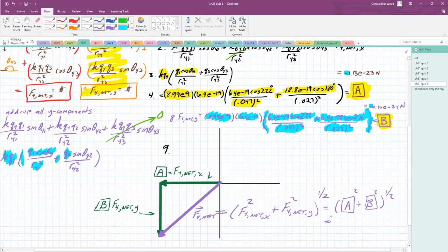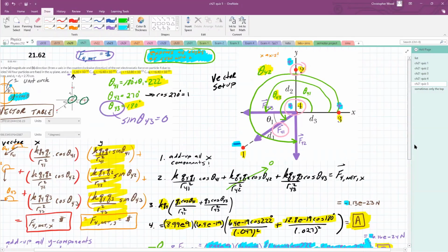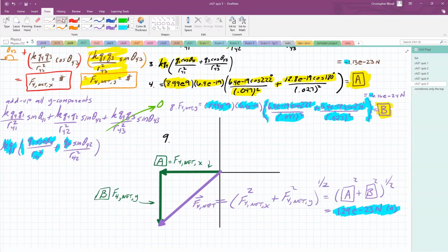And when I do that, alpha A squared plus alpha B squared square root, I get 1.29 and some change times 10 to the minus 23rd newtons. That's the answer to part A. That's the magnitude. And now the problem says to specify the angle, as counterclockwise direction. So they want you to actually specify this angle right here.